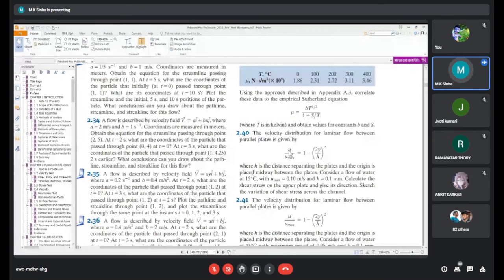So up to the streamline and path line, first you do it yourself, then I will share the solution. First you do it. Just you should start. So u is given.